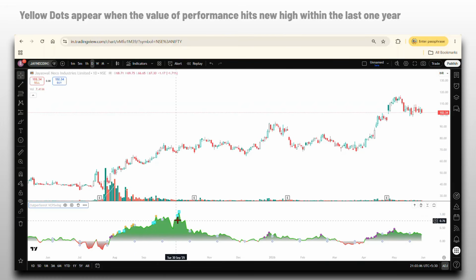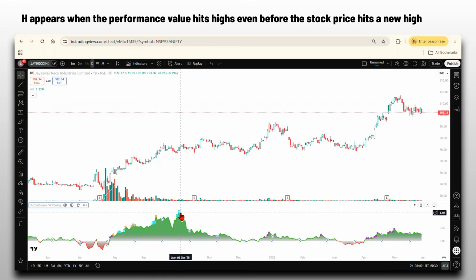And this H appears whenever the performance value or the outperformance value hits new highs, but the price has not even made a new high. This shows that the stocks can even outperform the index much more without even hitting new highs.